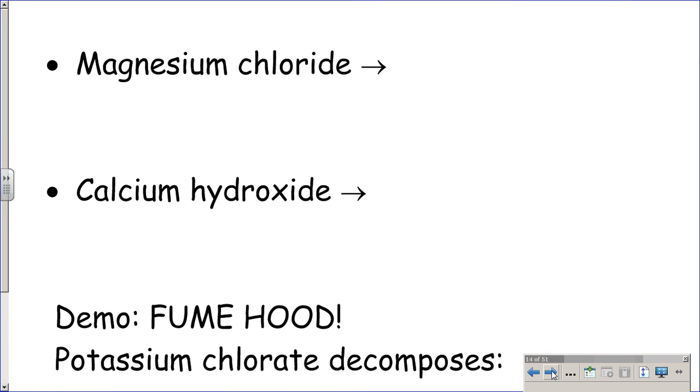All right, let's do some more examples together. Please write these down with me, okay? We have two examples we're gonna do for decomp, and then I'll let you guys practice for a bit more soon. Okay, magnesium chloride formula. Shout it out when you get it.